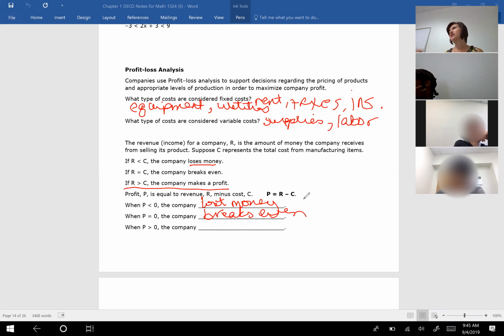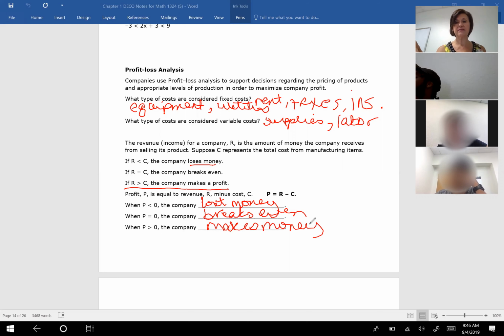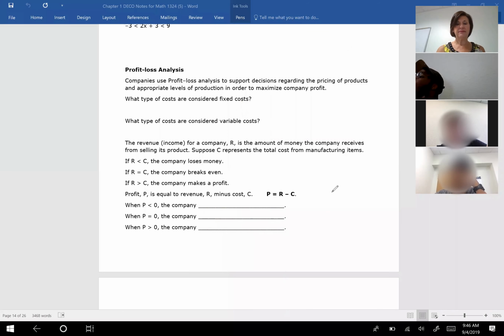And what if your profit's greater than 0? That's right, you've made money. So the company makes money. Okay? So those are the 3 possibilities of what can occur once you calculate your profit.